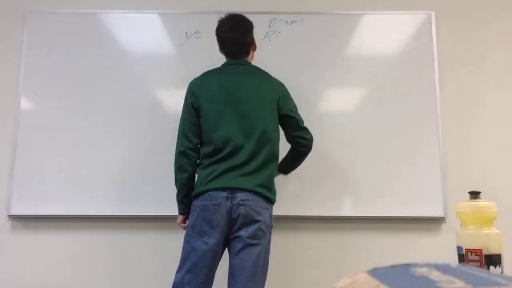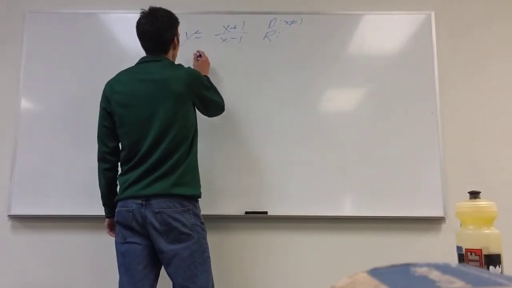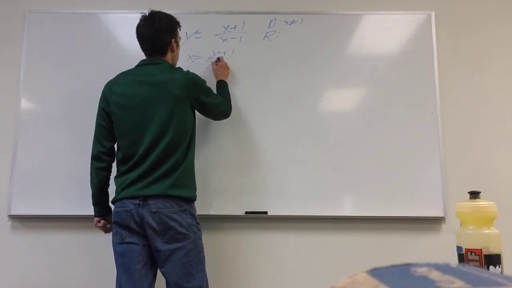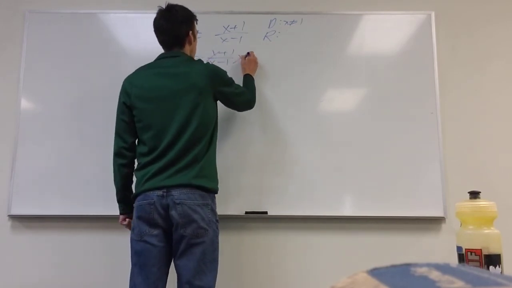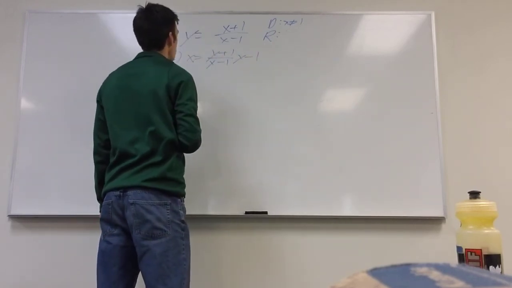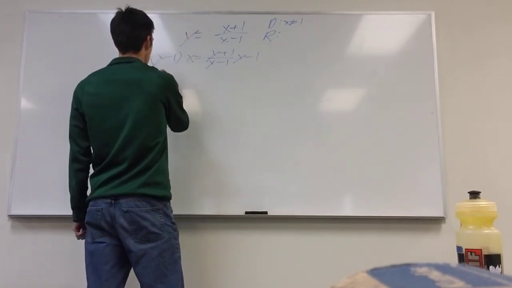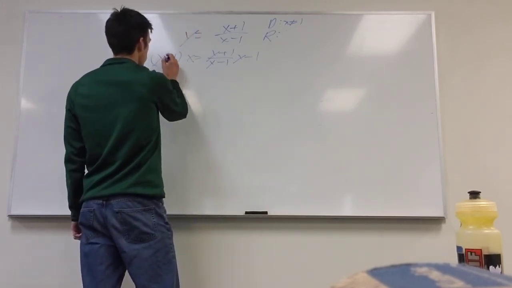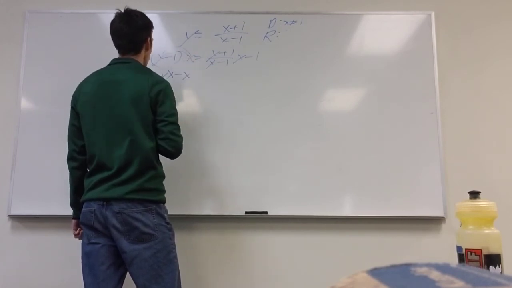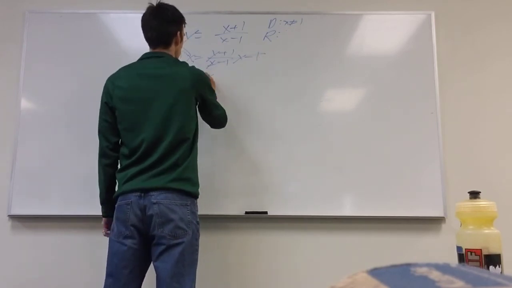So let's find out. I have to graph it, but I'm looking at what my range is. So I'm going to switch the x and the y. So x equals y plus 1 over y minus 1. I'm just going to multiply by y minus 1, right? Then I'm going to get xy, and I'm going to distribute: yx minus x equals y plus 1.